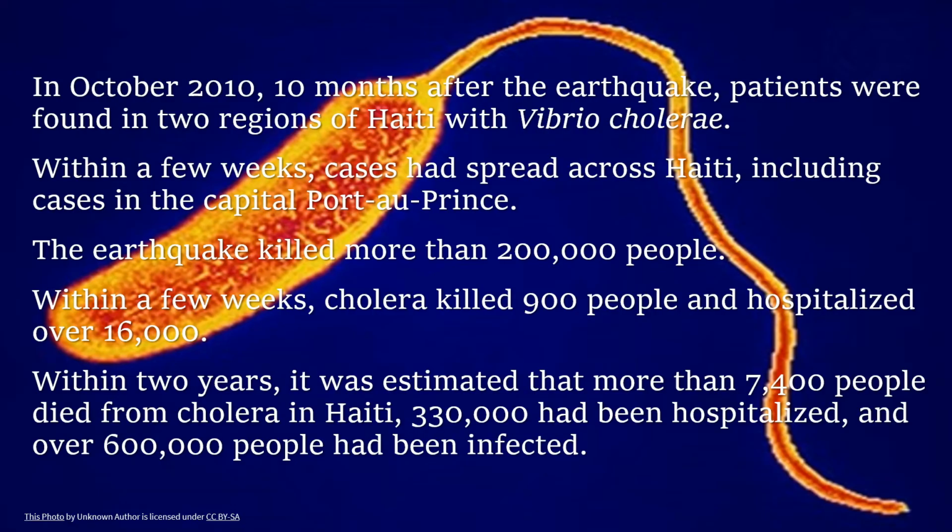In October 2010, 10 months after the earthquake occurred, patients were found in 2 different regions of Haiti with the bacteria Vibrio cholerae. Within a few weeks, cases had spread across Haiti, including cases in the capital, Port-au-Prince. The earthquake killed more than 200,000 people. And within a few weeks, cholera killed 900 people and hospitalized over 16,000. Within 2 years, it was estimated that more than 7,400 people had died from cholera in Haiti, with 330,000 people having been hospitalized and over 600,000 people having been infected. So that was within just 2 years of when the cholera started in Haiti.